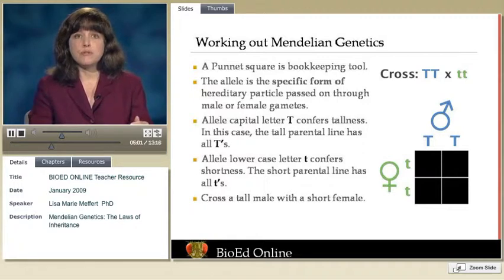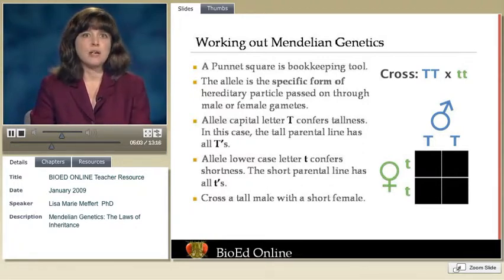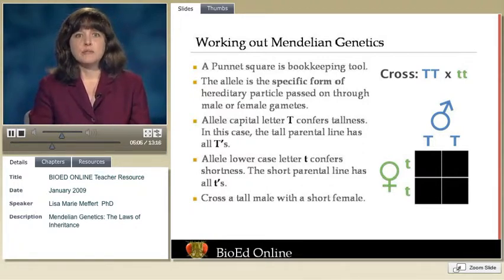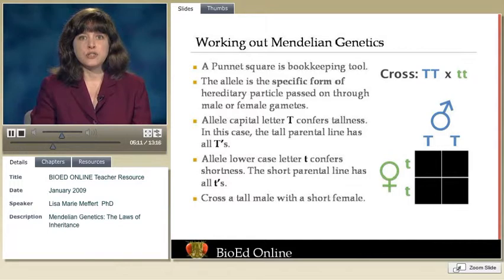So when we have a pure breeding line forever through time where everyone's short, we know that everyone in that population has received two small t's from each of their parents. So we're now going to take a short female and cross it with a tall male, knowing that since this female came from a pure line, she has two small t's, she's homozygous for t. So here we're going to cross this tall male with a short female.